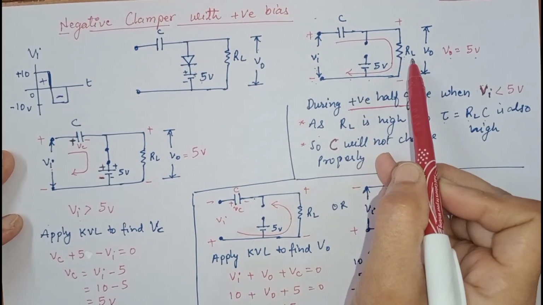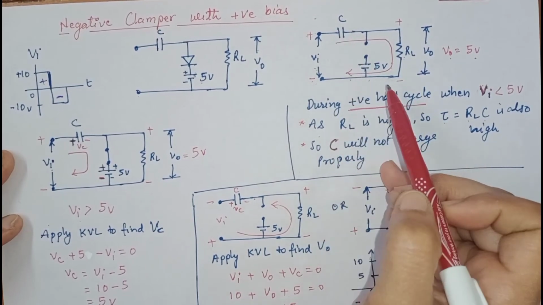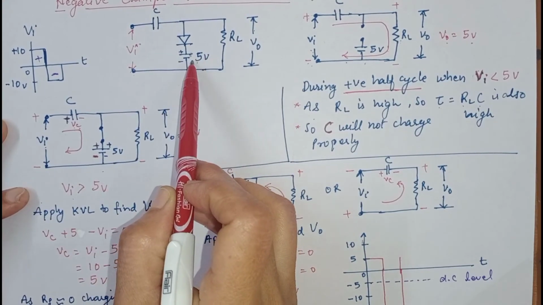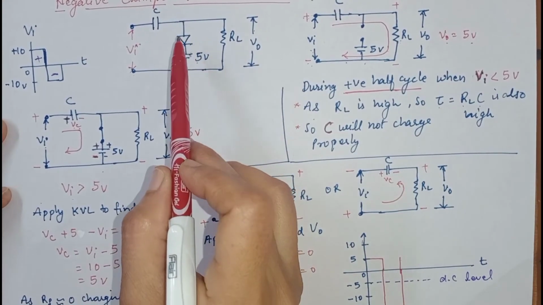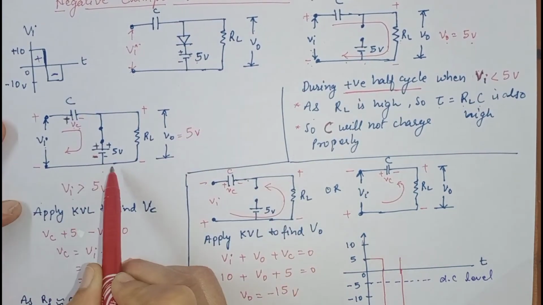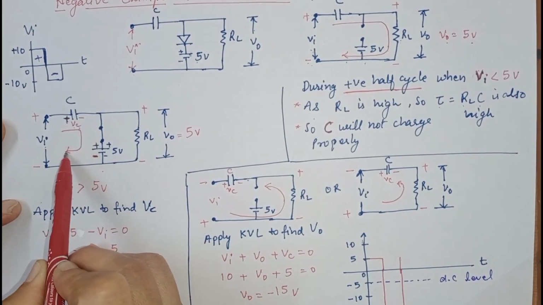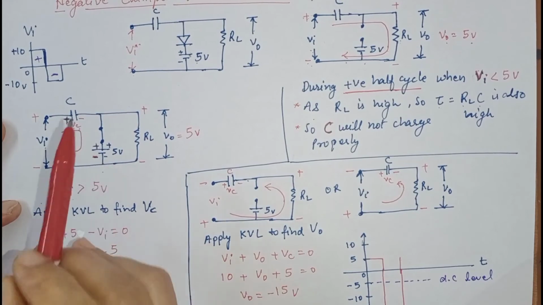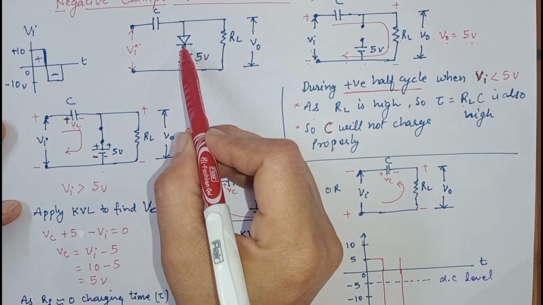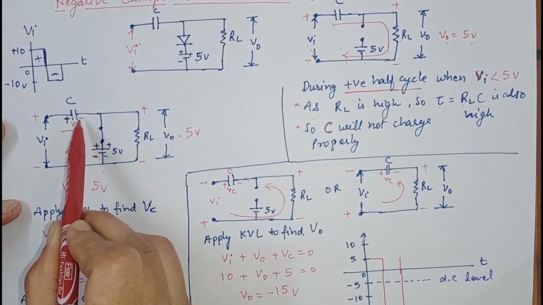As the charging time constant RL into C is high, this capacitor will not charge in this case. When this input voltage becomes greater than this bias voltage, this diode becomes forward bias, so it will act as a short circuit. Now the equivalent circuit will look like this. Now the current will flow in this direction through this branch. In case of forward bias, the forward resistance of the diode is very less, so RC time constant is very less, so it will charge instantly.